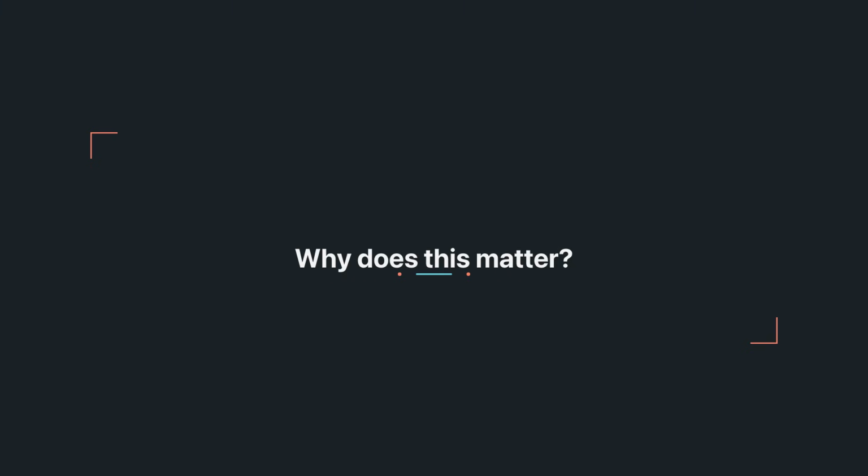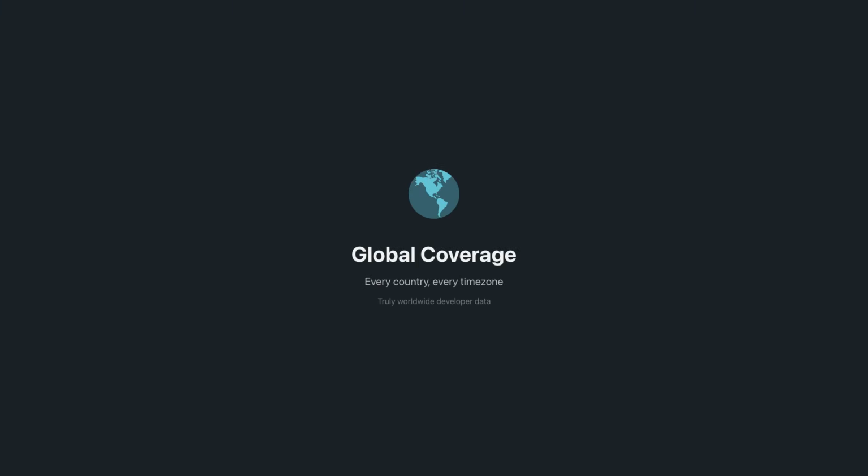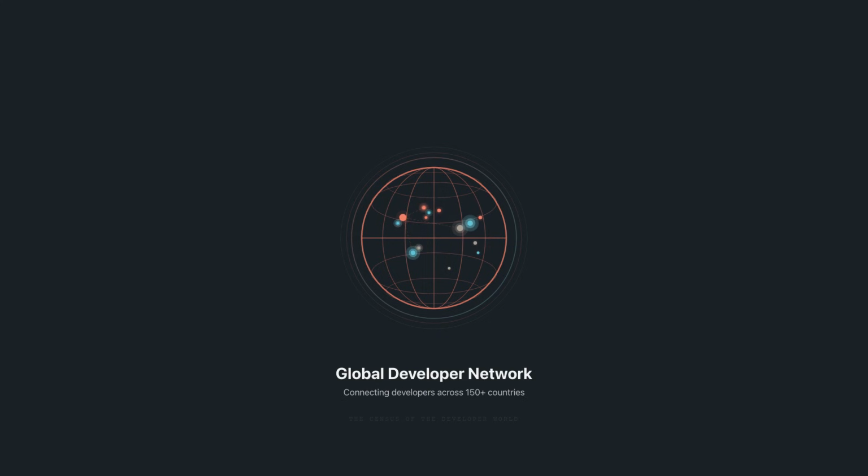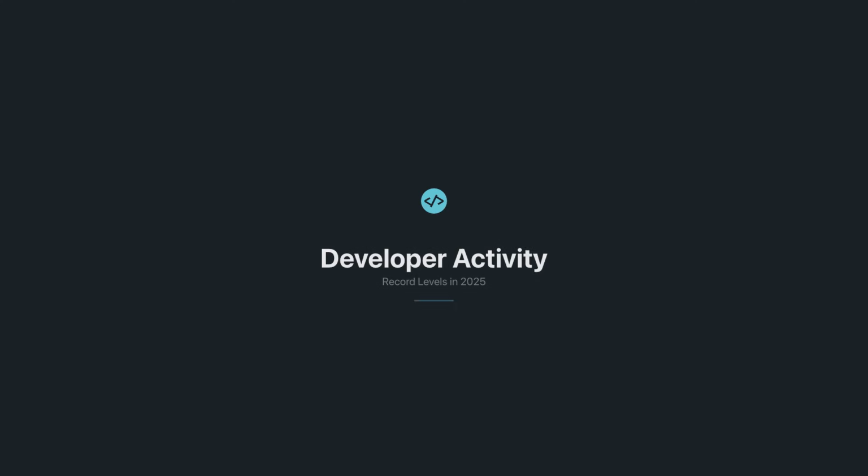So why does this data matter? First, it has truly global coverage, every country, every time zone. Second, it's purely data-driven with real statistical significance. And third, it comes directly from GitHub, the source of truth for open source development. Think of this report as the census of the developer world, backed by the largest dataset of coding activity ever compiled. Developer activity reached record levels in 2025.